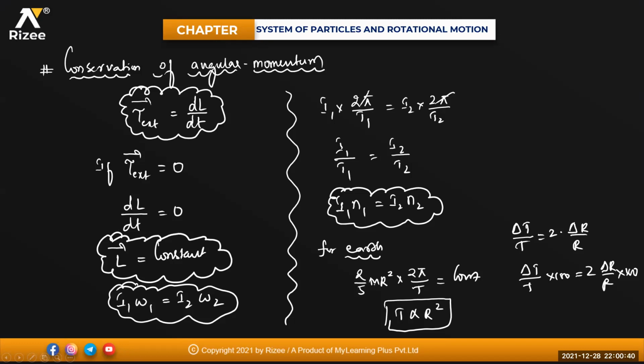Now for the earth, for moment of inertia we can take a solid sphere, 2 by 5 mr square. The angular momentum I omega, with time period 2 pi by T, will be constant. That means T is directly proportional to R square. So T1 by T2 equals R1 square by R2 square. If I am writing in terms of error, delta T by T equals 2 into delta R by R. In terms of percentage, multiply by 100 and you will get the percentage change.